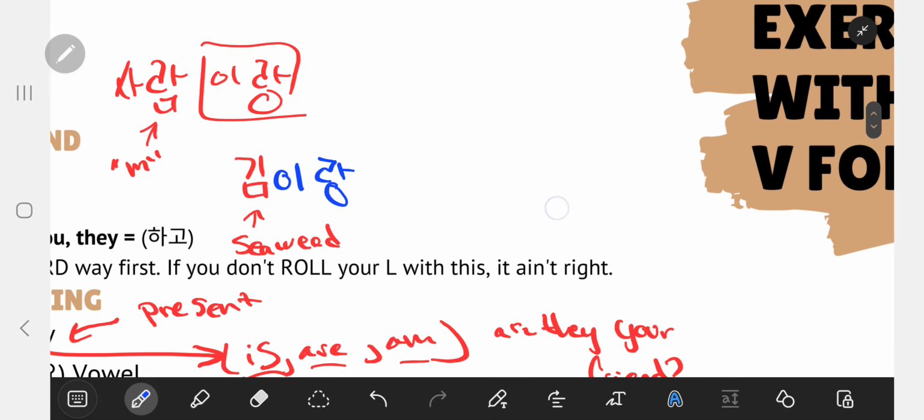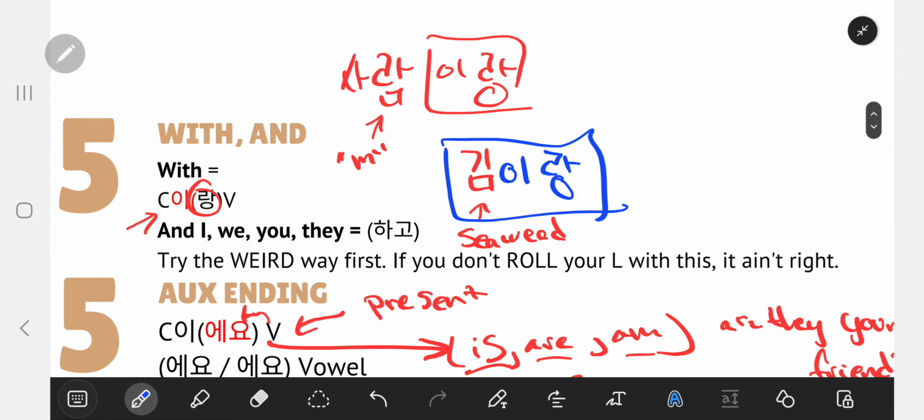So let's say something, for example, this means with seaweed. If I say something like this, 먹어요 means I eat. So if I say 김이랑 먹어요, I eat with seaweed. I can say 밥을 김이랑 먹어요. 밥 means rice or food. So 밥을 김이랑 먹어요 means I eat rice with seaweed, and so on.